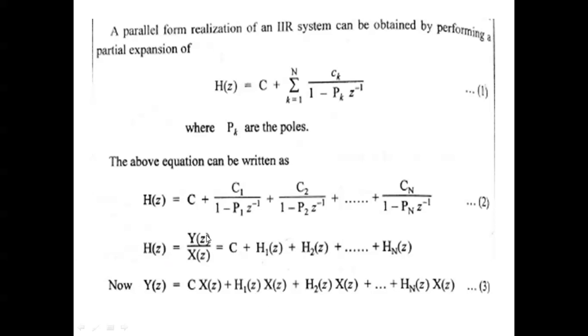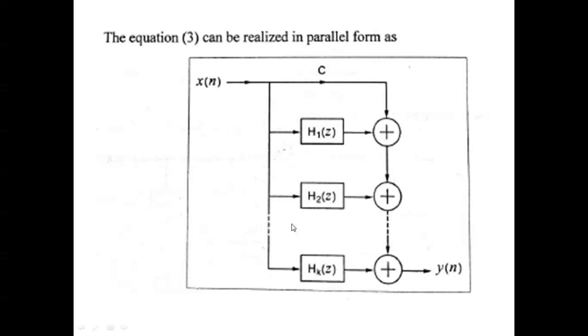So H(z) is equal to Y(z) over X(z). These are the equations they showed. So this is the parallel form format. See H1(z), H2(z). Previously H1(z) here, H2(z) here, like that it will be connected as the cascade form, and the parallel form is connected like this, with the input and output.